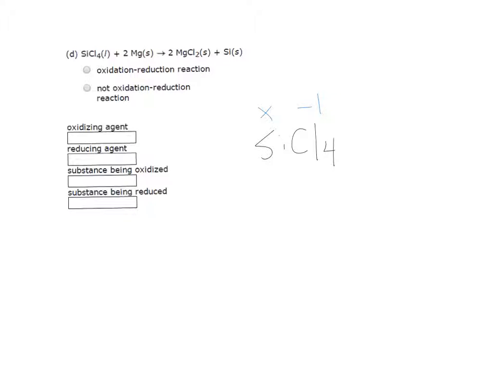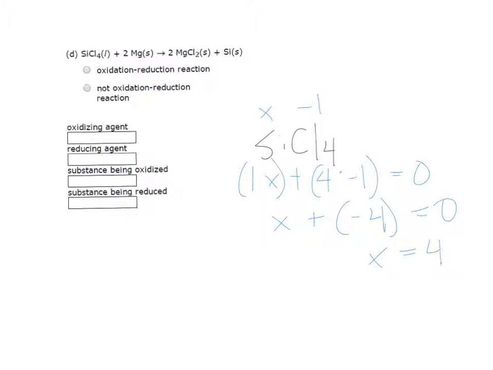Silicon's oxidation state is initially unknown, but with a little bit of math we'll be able to find it. One atom of silicon times an unknown oxidation state of X, when added together with 4 atoms of chlorine, whose oxidation state is known to be -1, should add up to the overall charge. Notice that in this compound it's 0 overall, so we'll just put in a 0. We'll add 4 to both sides, and we find that X equals 4.